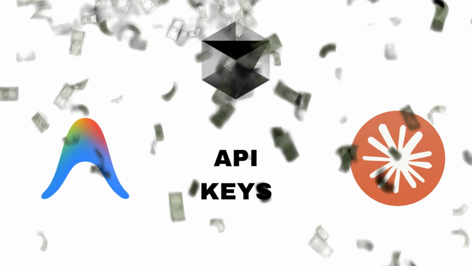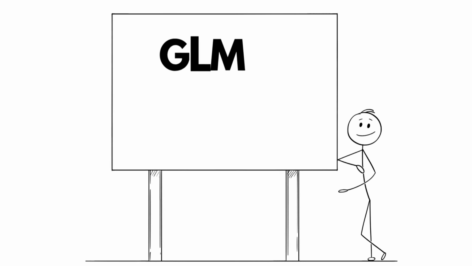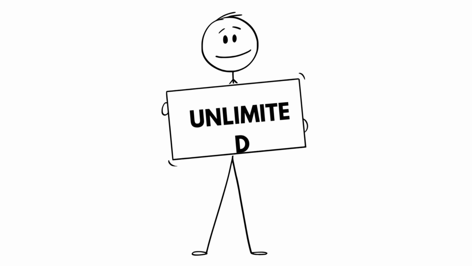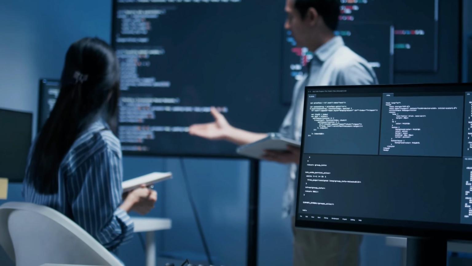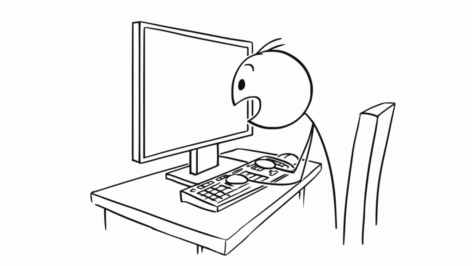Stop. If you're paying for AI APIs right now, you're wasting money. Because today, I'm about to show you how to get a free API key for GLM 5.1. And yes, it's actually unlimited. This is the same level of AI power people are paying hundreds of dollars for, and most developers have no idea this even exists yet. Sounds fake? I thought the same, but I tested it.